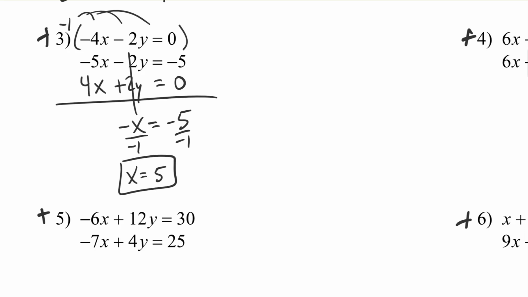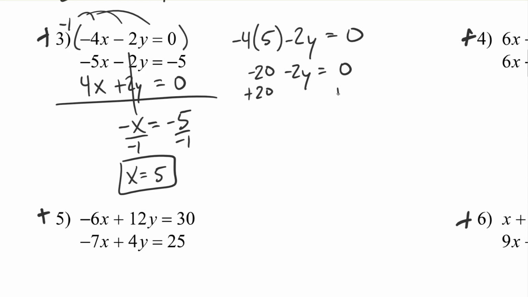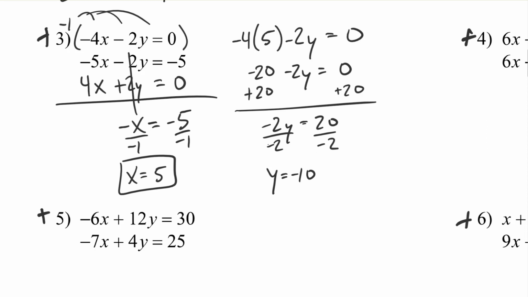So now we can plug this into either equation. I'll pick the top one. Negative 4 times x minus 2y equals 0. Plug in a 5. Negative 4 times 5 makes negative 20. Minus 2y equals 0. Add 20 to both sides. Negative 2y equals 20. Divide by negative 2. And y equals negative 10. So my point is 5, negative 10.